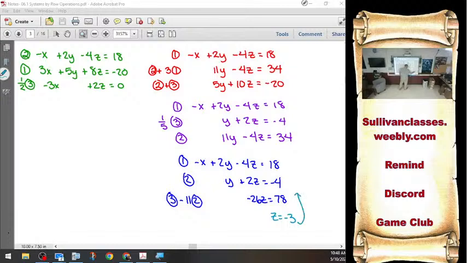Then plug in a negative 3, get negative 6, add it. Y is 2. Take both of those and plug them in. We'll get 4 and 12 is 16, subtract is 2, negative, x is negative 2. Write your coordinate, negative 2, 2, negative 3. Okay.